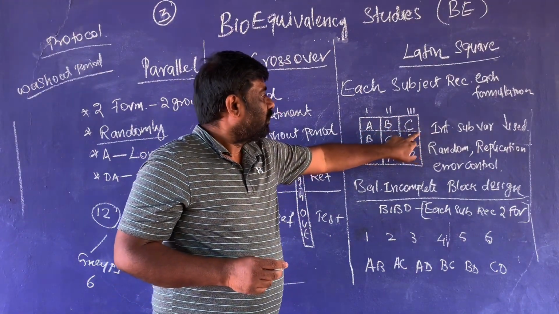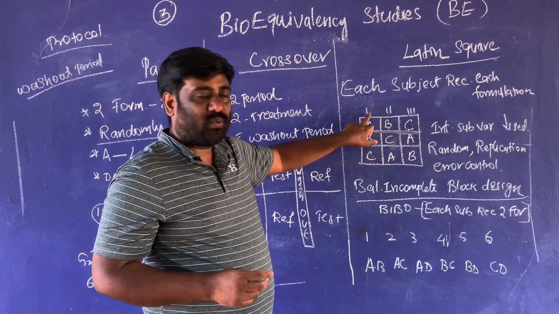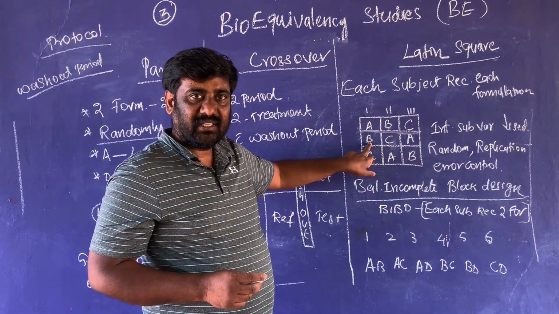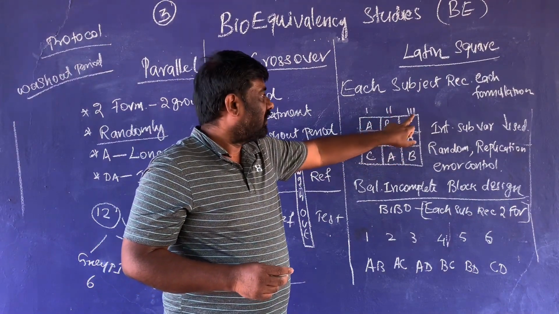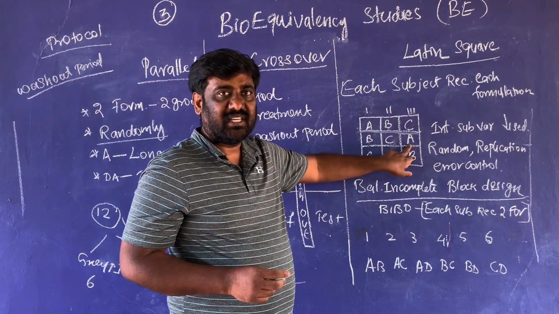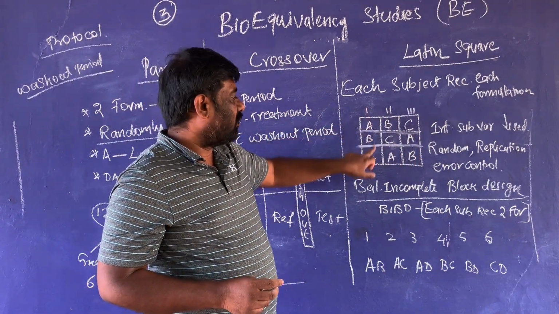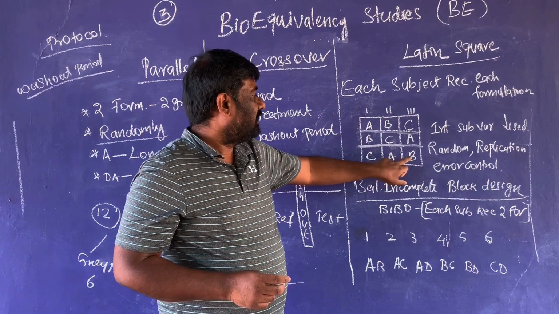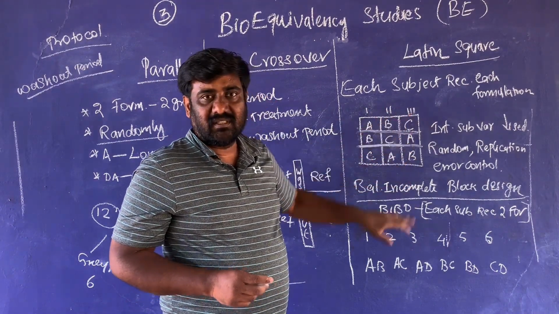Okay. Now there is a washout period. After the washout period, volunteer 1 will receive formulation B. Then formulation C is received by volunteer 2 and volunteer 3 will receive formulation A. Then leave for the washout period. After the washout period, volunteer 1 will receive C, and A and B for volunteer 2 and 3 respectively.